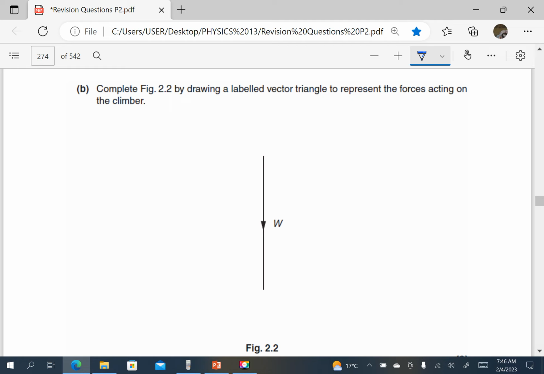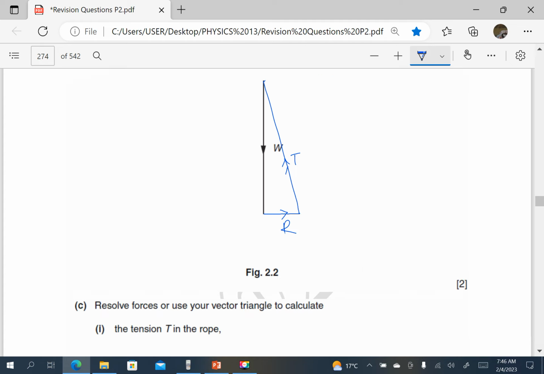So I will take the obvious option. I will draw R at the bottom. Because the angle is very small, I can't draw R very long. So this will be the tension, and this is going to be R. That is going to be our diagram. Because they said it is a labeled vector triangle, you have to label R and T.